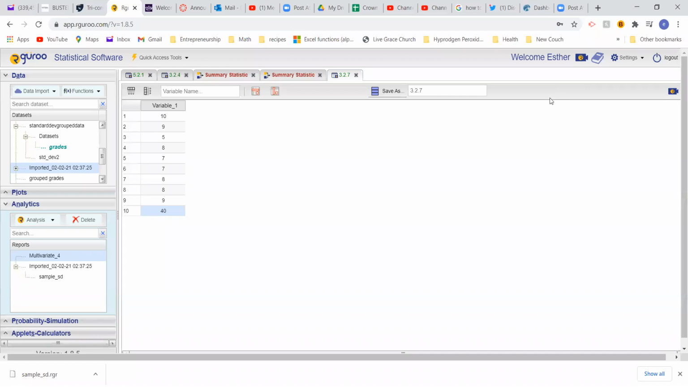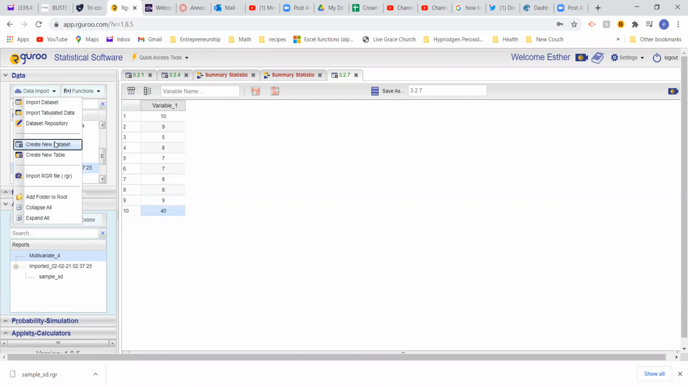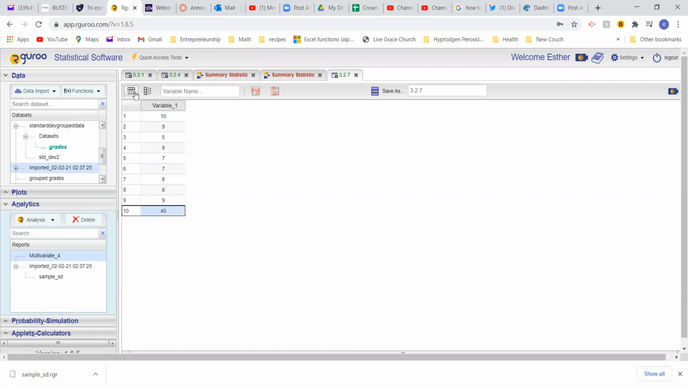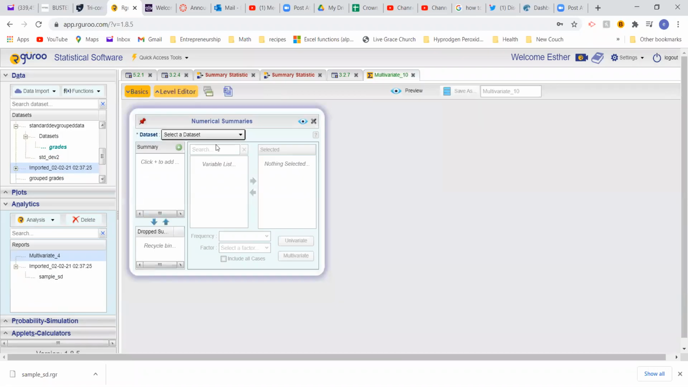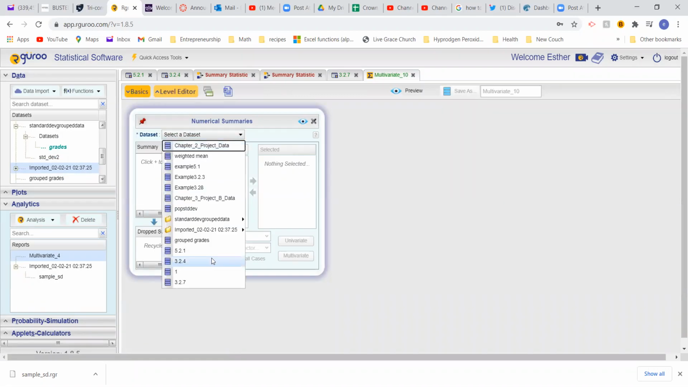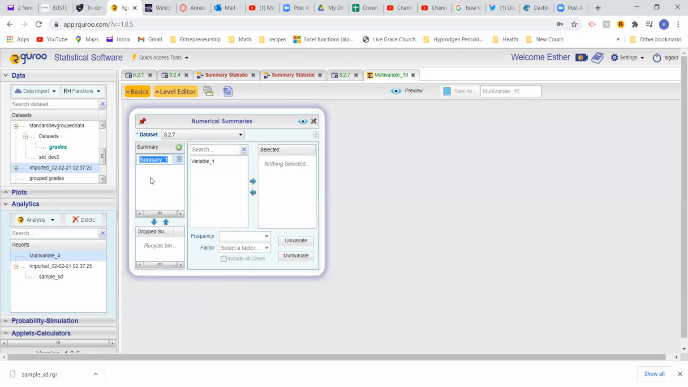So I'm in RGuru, and I entered those data values here. Again, you would go to data import, create new data set, and then I just pressed this button 10 times. Okay, and I saved it as 3.27. So now in order to do population standard deviation and population variance, you want to come down to analysis and go to summarization. And then we'll select that data set 3.27.